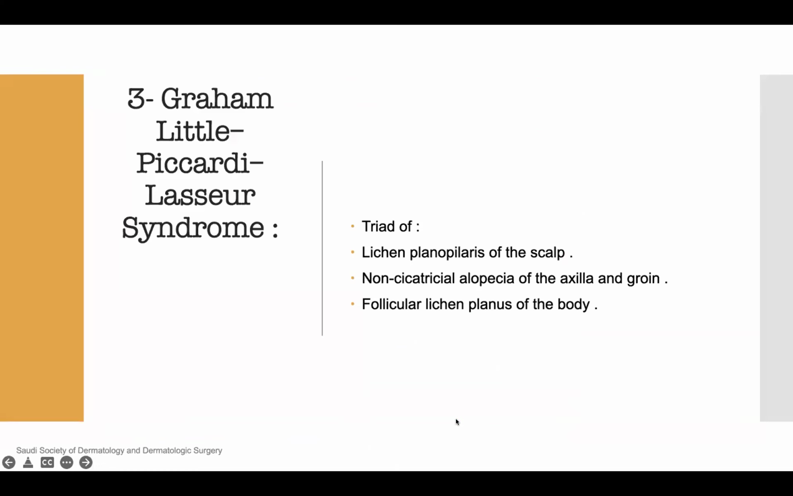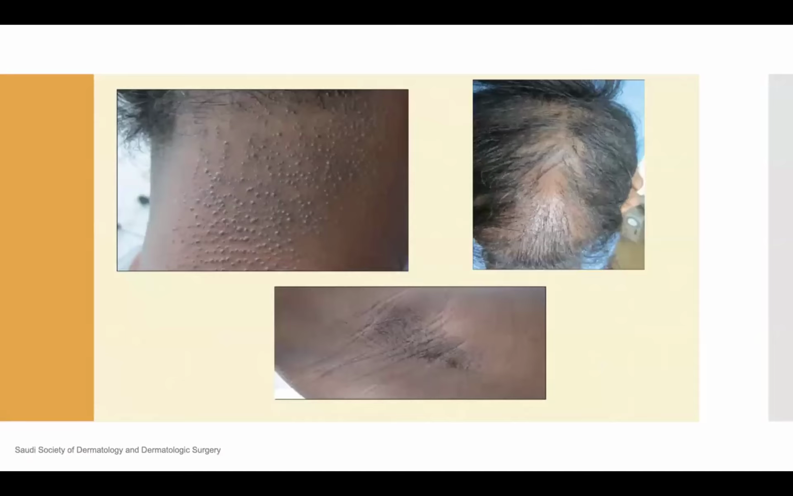The third type is Graham-Little-Piccardi-Lassueur syndrome. We have to know about it: it's a triad of lichen planopilaris of the scalp, non-cicatricial alopecia of the axilla and groin, and follicular lichen planus of the body.